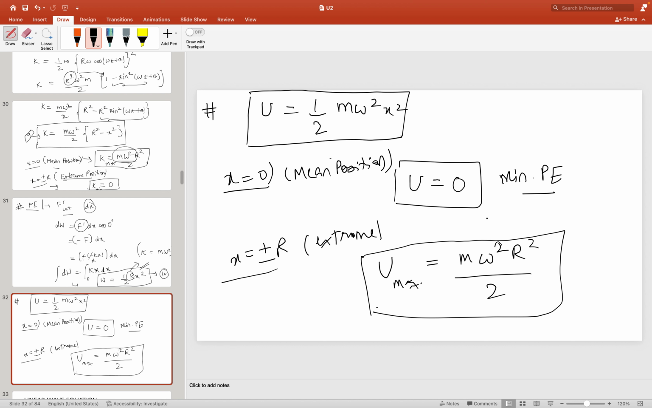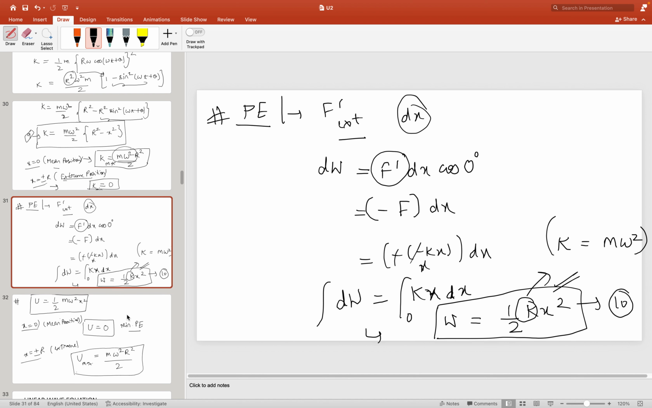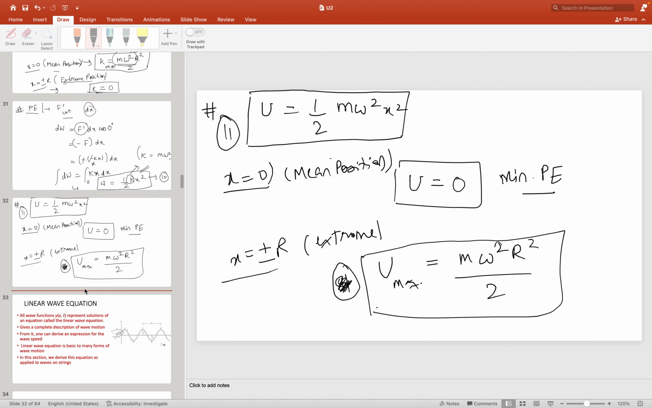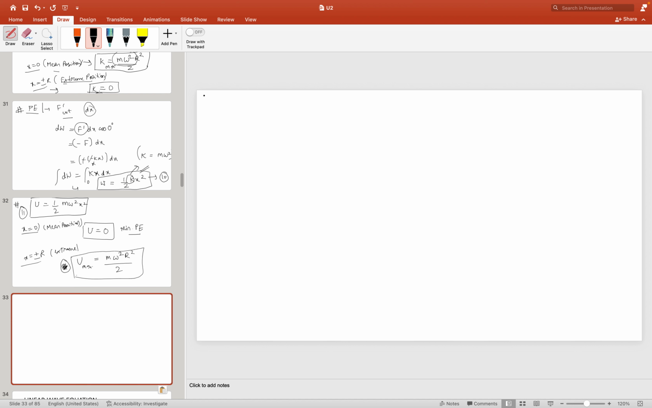Now, the third step is to find out the, so I can label it as equation number 11 here. So now our next task is to find out the value of total energy, right? How to get the total energy. Total energy can be written as, tell me class, sum of kinetic and potential.